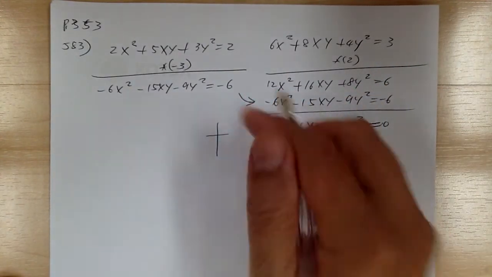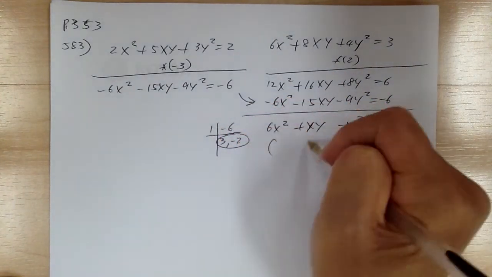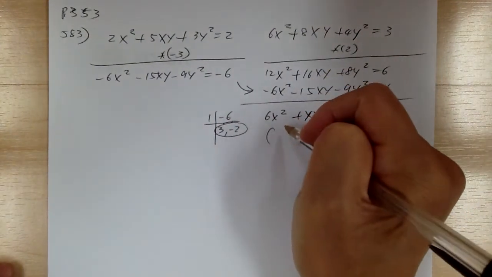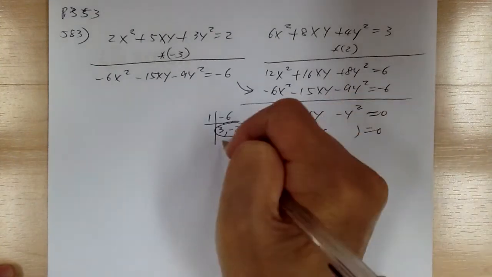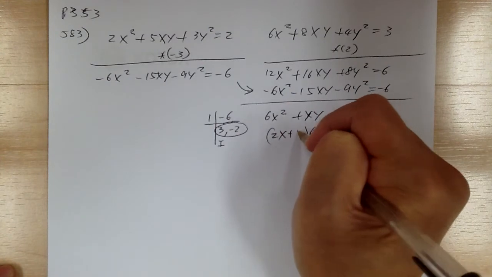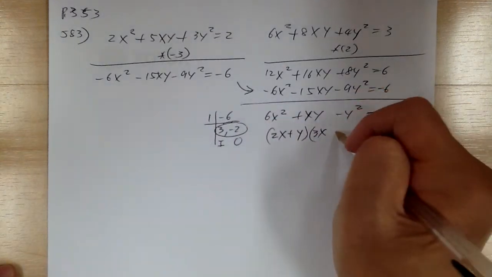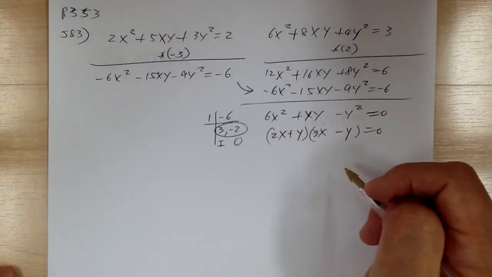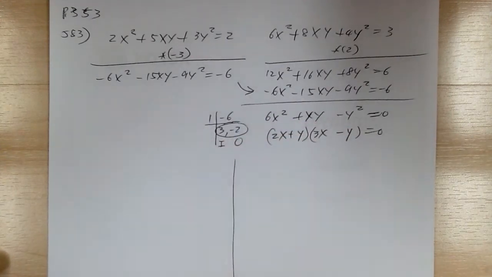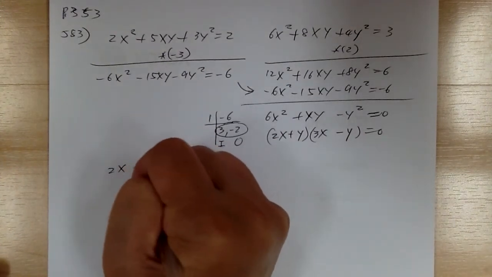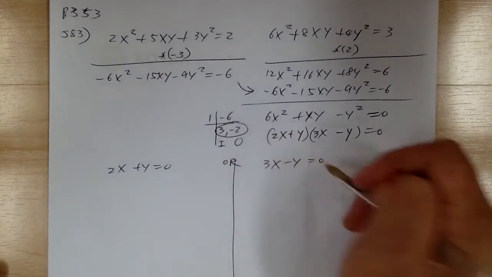Okay, so the master product would be 1 times negative 6. So we need to get 3, comma, negative 2. Okay, so we're going to get, so x and 6x is not going to work. So you need 2x and 3x. So this will be the inside. So you need to plus 1y because that variable goes in the back. And this would be the outside. So it would be minus y. So by setting this equal to 0, you got two cases. Okay. So you got 2x plus y equal to 0 or 3x minus y equal to 0.